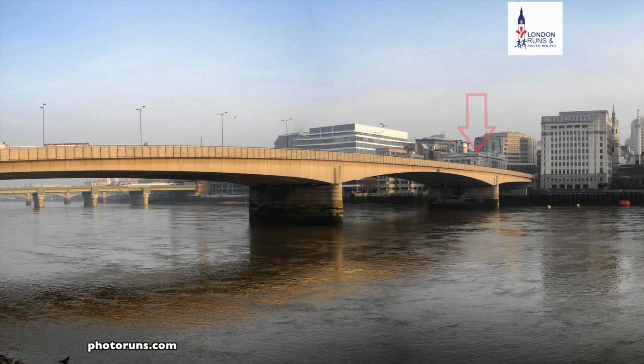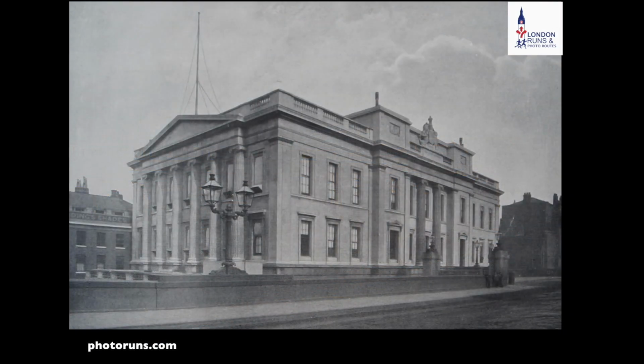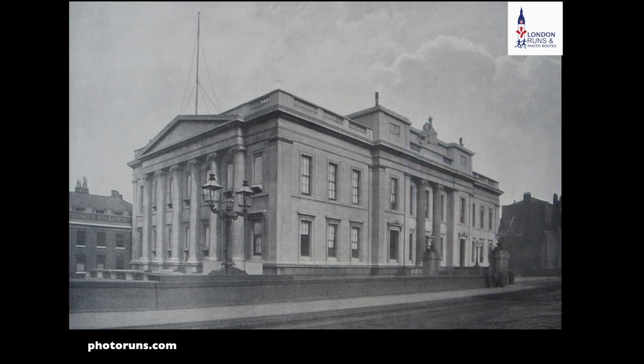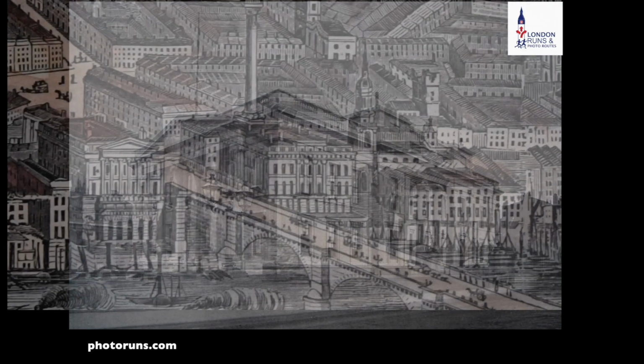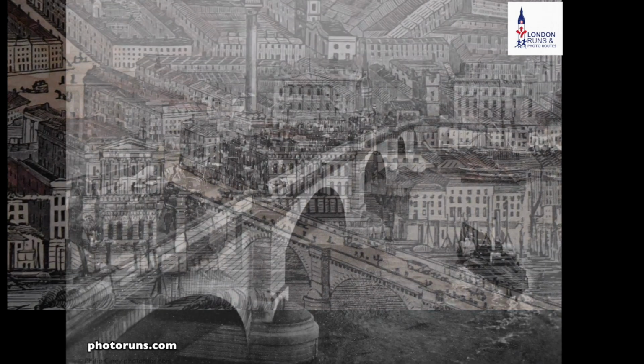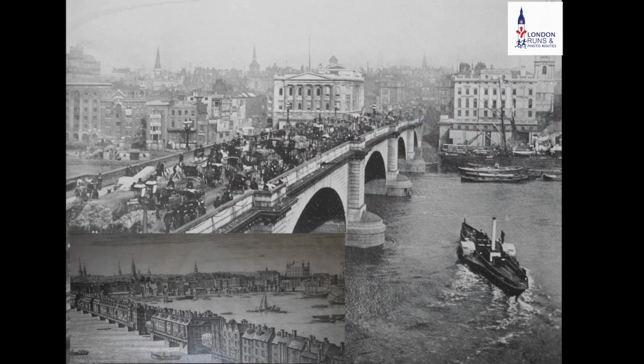Now, as we get to the top of the bridge, you'll see that there is Fishmongers Hall in front of you, which was the Worshipful Company of Fishmongers. This was a livery company, which is one of the 110 trades of London, but this is one of the early ones. So there's been a hall in existence since 1310, but this building exists from 1834.